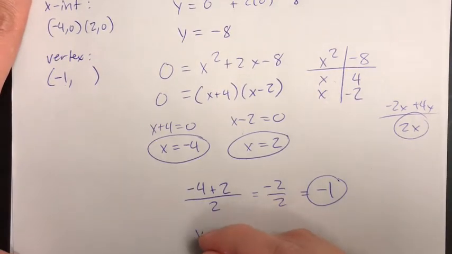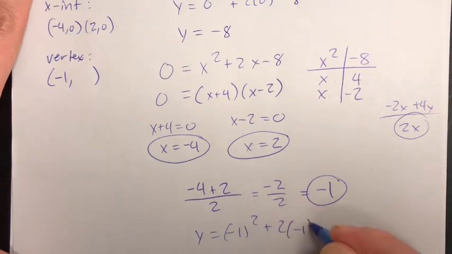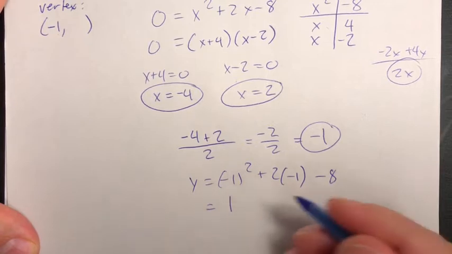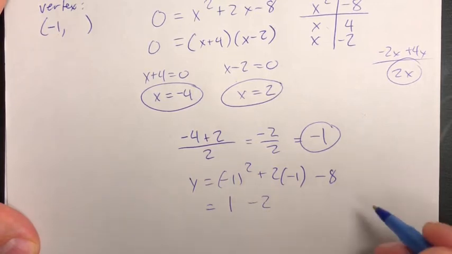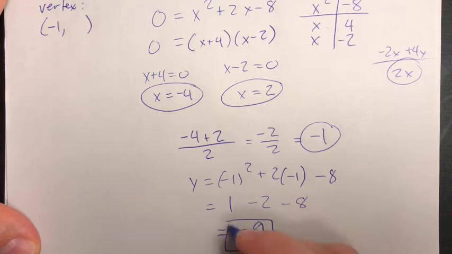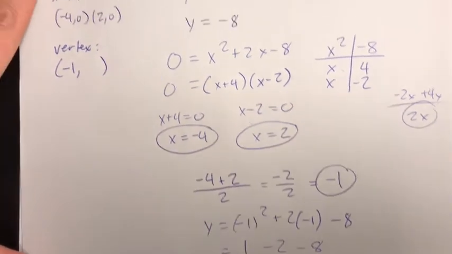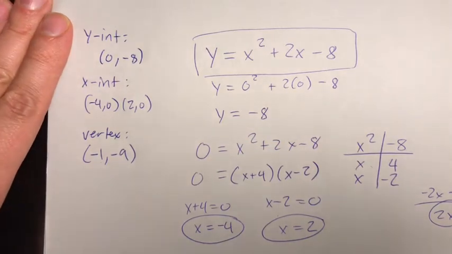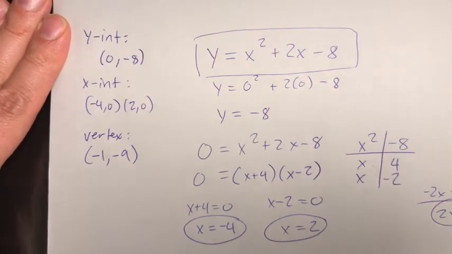So here we go. y equals negative 1 squared plus 2 times negative 1 minus 8. All right, so negative 1 squared is just 1. 2 times negative 1 is negative 2, minus 8. So 1 minus 2 is negative 1, and negative 1 minus 8 is negative 9. So that would be my y-coordinate. So I'm going to go back up here, putting negative 9.